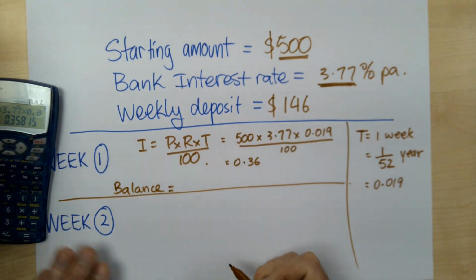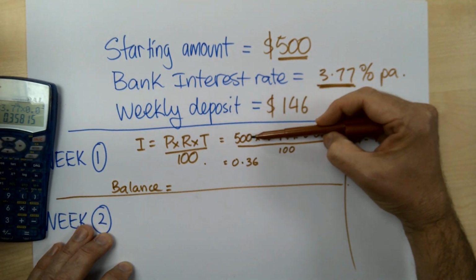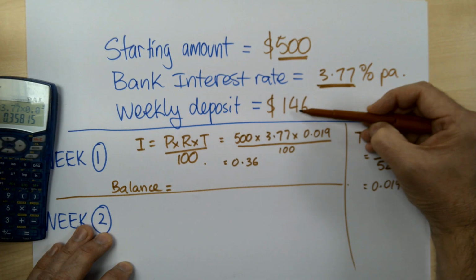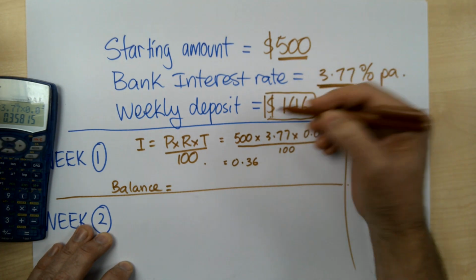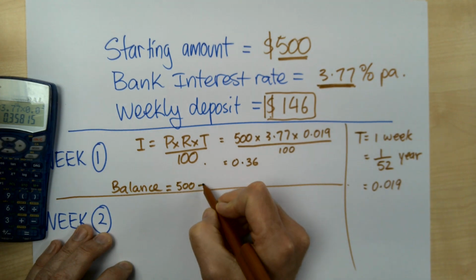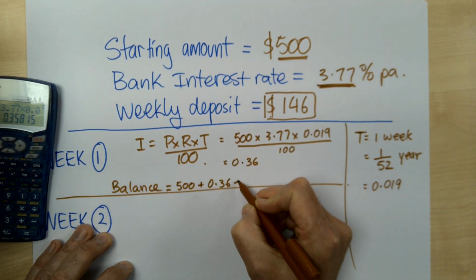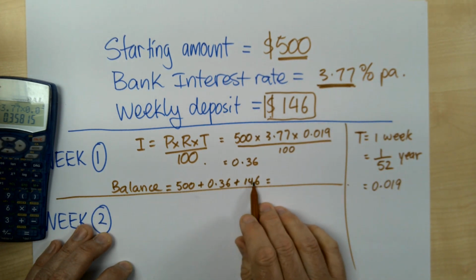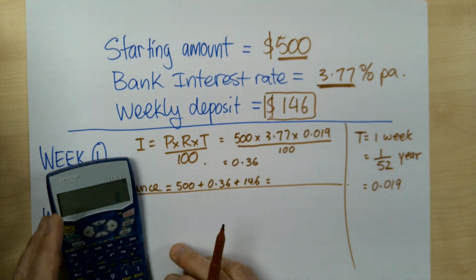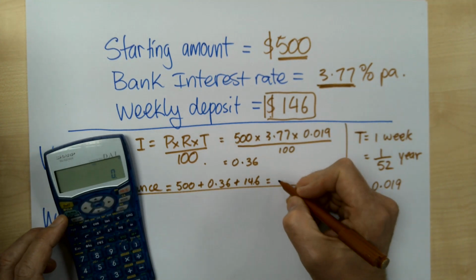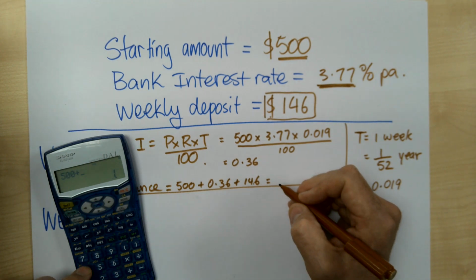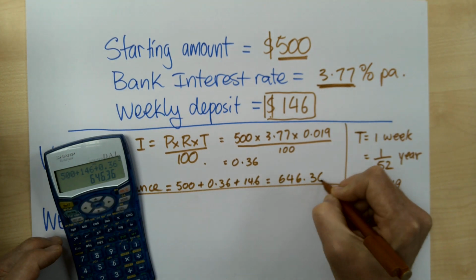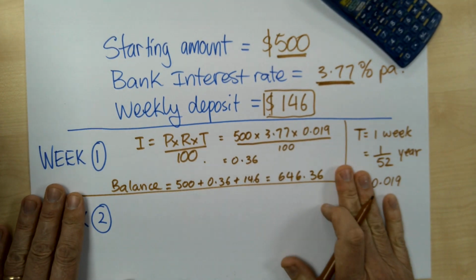All right, so this is what's going on here. You've got that $500 that you started with. The bank then gives you this grand amount of interest, but then you transfer this out of your pay. So the balance is 500 plus 0.36 plus 146. You start off with that, bank gives you that, and then you transfer that. Okay, so that's going to be 500 plus 146 plus 0.36 is $646.36. All right, that's the first week done and dusted.